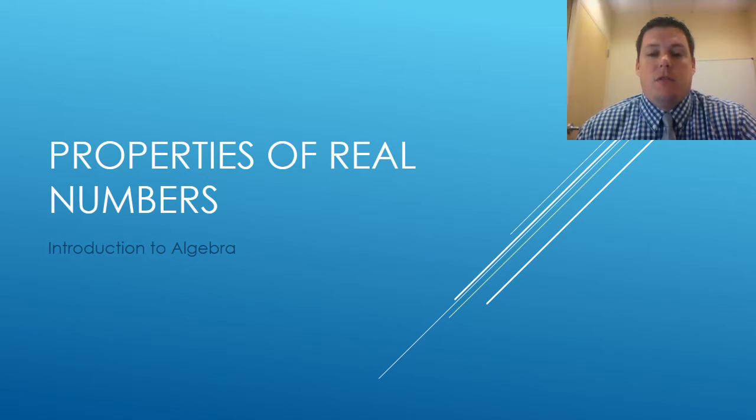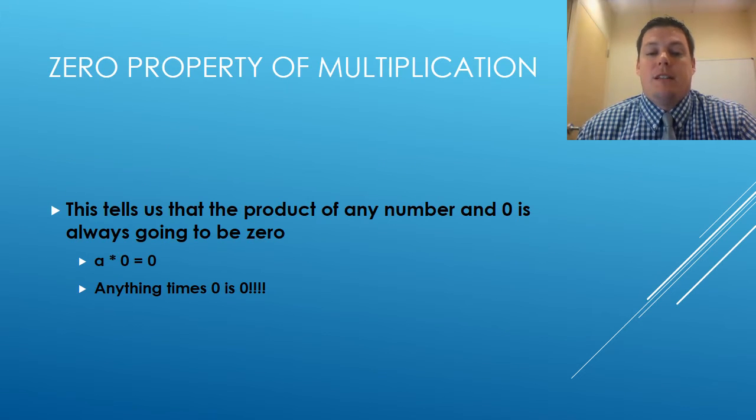Today we're going to introduce two other properties, and then we'll be finished with the properties of real numbers. The first property is the zero property of multiplication. Again, this is something that most of you know, but just for the sake of putting it into a property and learning it in algebra, we're going to go over it. This tells us that the product of any number and 0 is always going to be 0. So anything times 0 is 0.